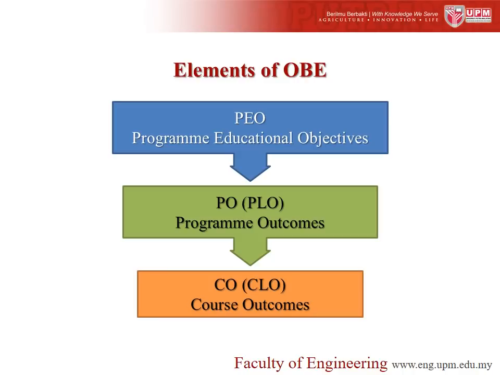Well, these are the learning outcomes of each course that you are taking at the Faculty of Engineering, and also some courses that may be offered by the other faculties, each with individual course outcomes that we have to achieve at the end of each course. So all this has to be aligned, where course outcomes contribute to the achievement of program outcomes, and program outcomes contribute to the achievement of the program educational objectives.